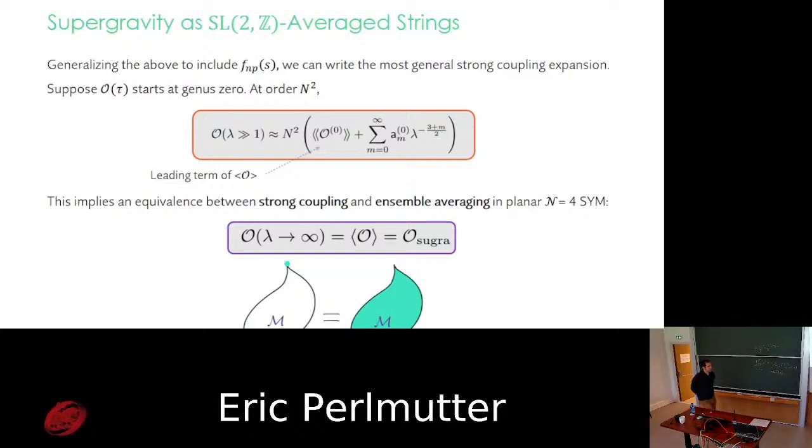So here's a picture. Again, on the right, we're meant to imagine working at finite n, performing the ensemble average of some observable O, and then taking the large n limit. And on the left, we're imagining sitting at the large n, large lambda point, which I've schematically depicted as sitting at the cusp here. So the point is that for any observable O which survives the supergravity limit, these two quantities are equivalent.